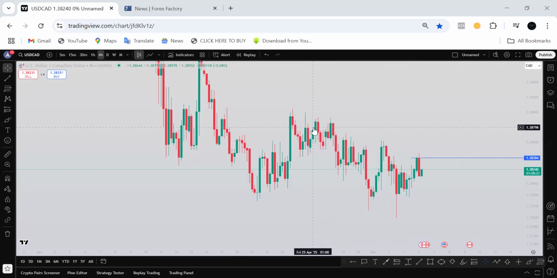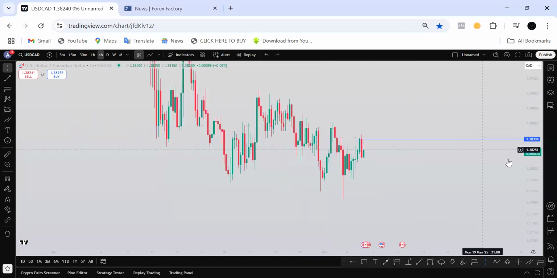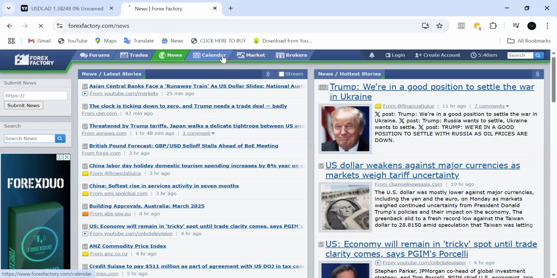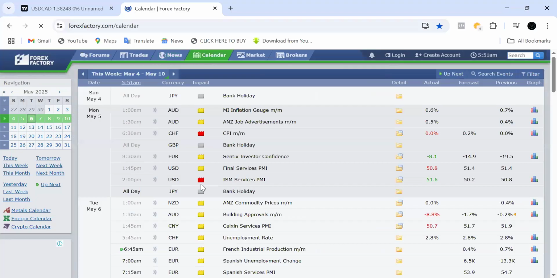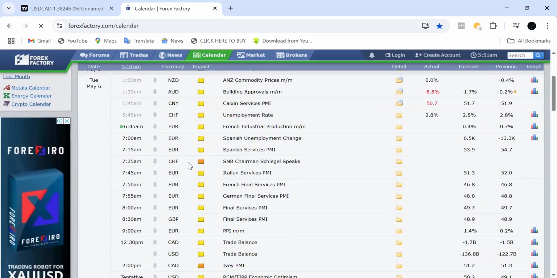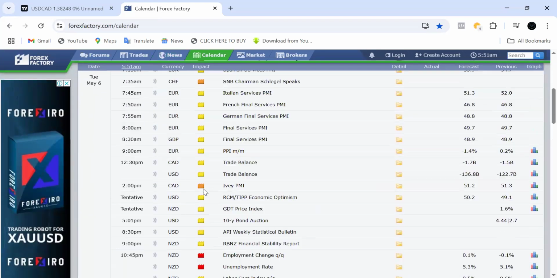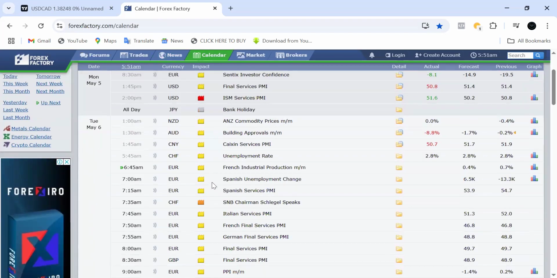So let's first of all move to USD CAD. What am I seeing on USD CAD? First of all, let's move to the economic calendar and see what is going to be happening. Today is 6th May 2025. Looking at the economic calendar by using forexfactory.com, we don't have any high impact news today. You're having a clean day.